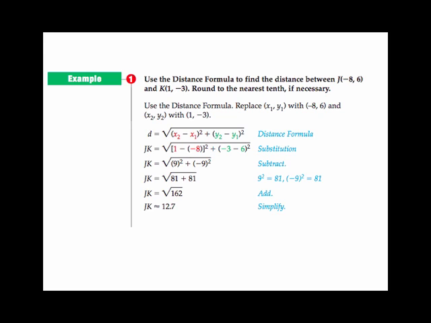We're now going to square 9. 9 squared is 81. We're going to square -9, which is also 81. We're now going to add those two numbers together, and that gives us 162. Our final step is to take the square root of 162, and you can use your calculators to do this. The answer is going to be 12.7. So the distance between those two points is 12.7.